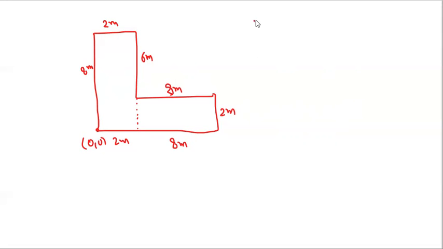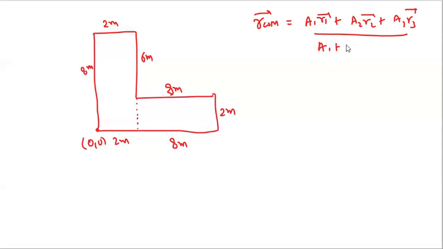In this case, you can use this formula. When a plate is given, you can use this formula: (A1 R1 plus A2 R2 plus A3 R3) divided by (A1 plus A2 plus A3). Now, in this question, we have two areas. This is area number 1. So you can see A1 will be equal to 8 times 2, that is 16. And this is your area 2. On this side of the dotted line, it will also be 8 times 2, that is 16.